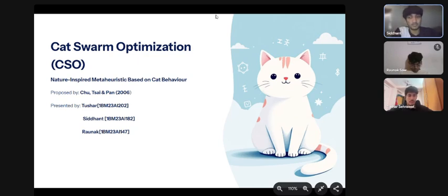So we are a group of three people. I'm Siddhant, we have Tushar and Raunak. So this algorithm was proposed by Chu, Sai and Pan in 2006.